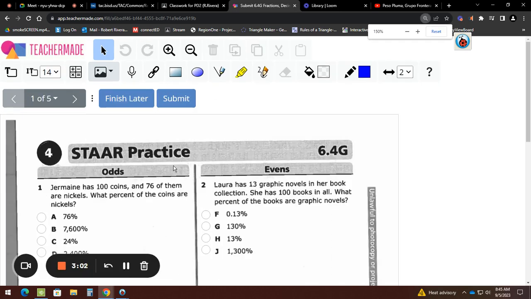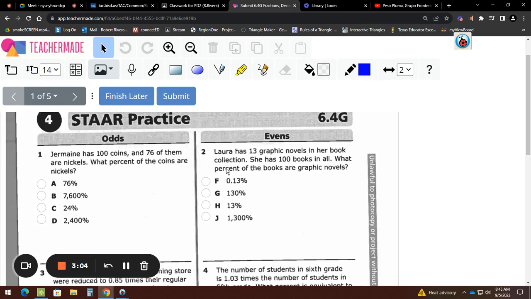I'm going to start with number 2. So it says Laura has 13 graphic novels in her book collection. She has 100 books in all. What percent of the books are graphic novels?